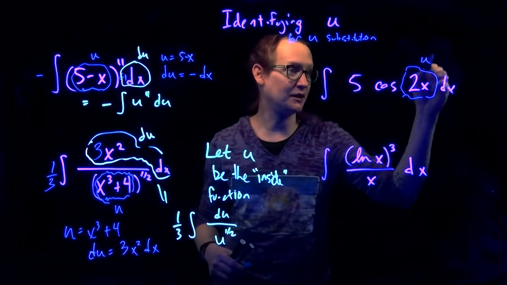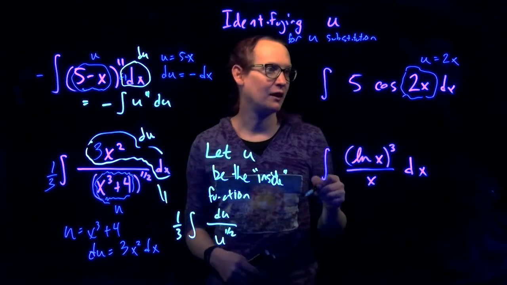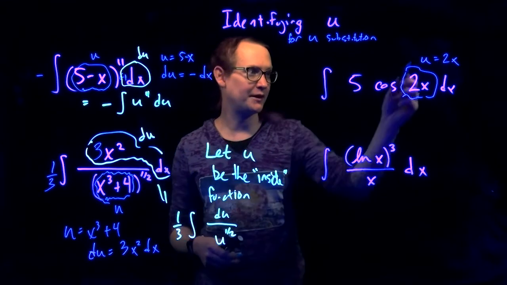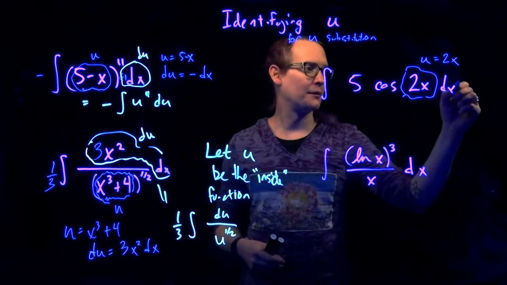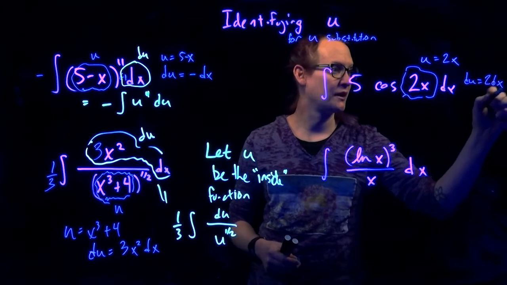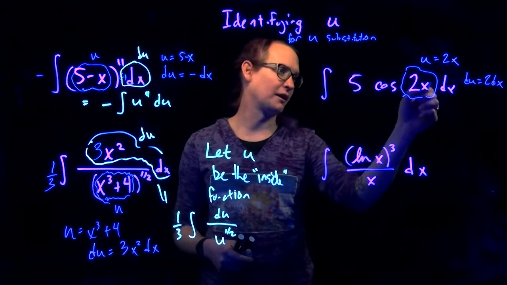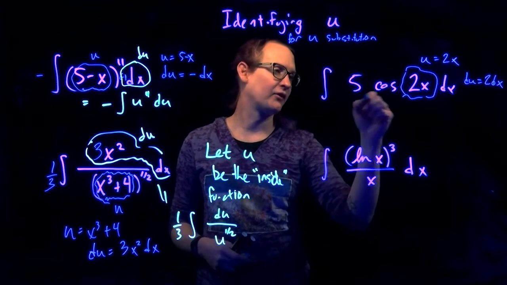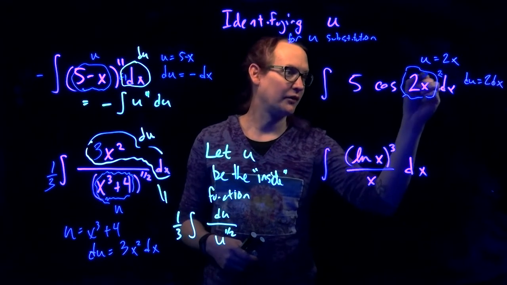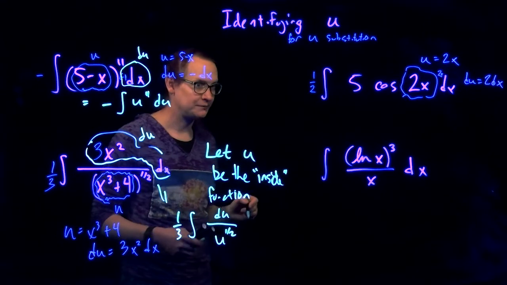And so I think this part right here, it's the inside function. I'm going to let that be u. So u is equal to 2x. So what's du? I'm going to take the derivative of this, and I'll have that du is equal to 2 times dx. I need to get a 2 here with this dx, so I'm going to multiply by 2, and I'm going to multiply by a half on the outside.